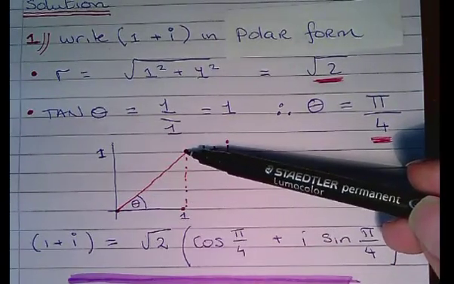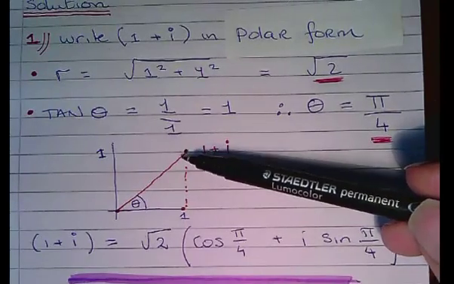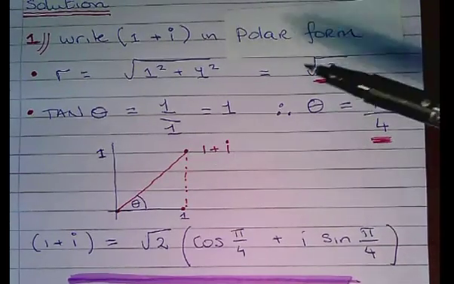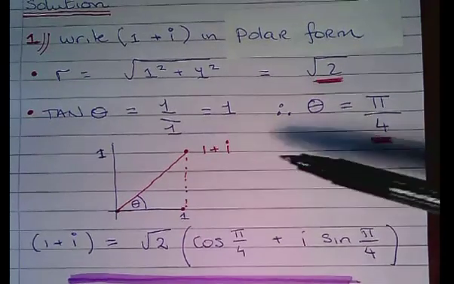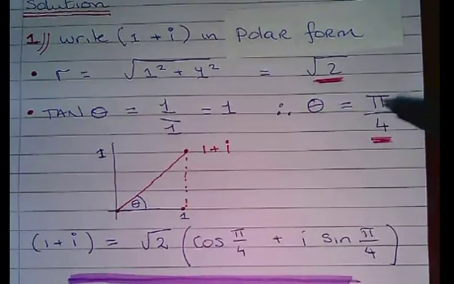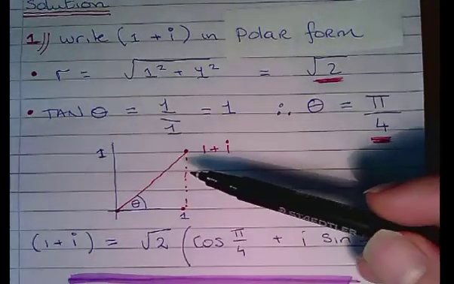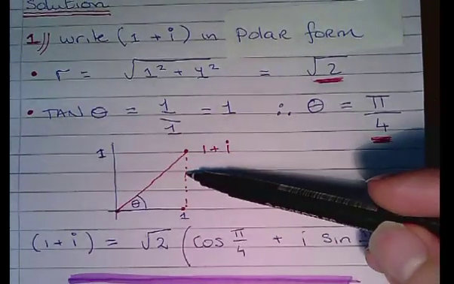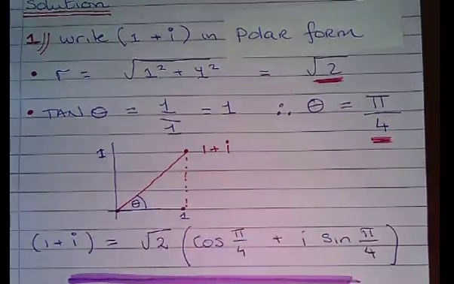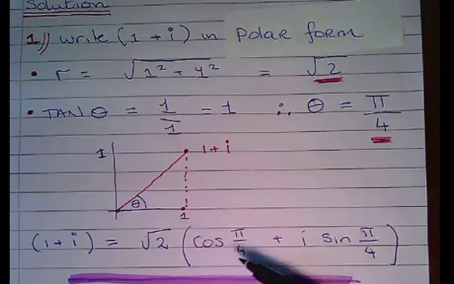Now in this quadrant, tan, cosine and sine are all positive numbers. So this is going to be a positive number here. Just remember that, the ACTS component of this part of the question. So it's pi over 4, because tan is always positive in this quadrant. So 1 plus i is equal to the square root of 2 times cos of pi over 4 plus i sine pi over 4.